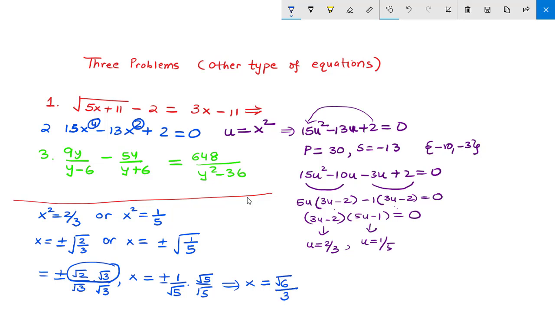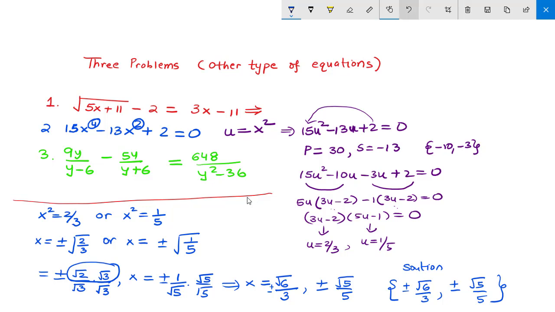No more radical in the denominator, and there is a plus minus right here, and plus minus the second set of solution is radical 5 by 5. So the solution is, as you can write on MyLab, plus minus radical 6 over 3 and plus minus radical 5 by 5. Okay, so this is your second solution, which is a power 4.